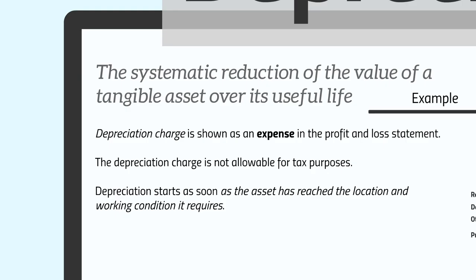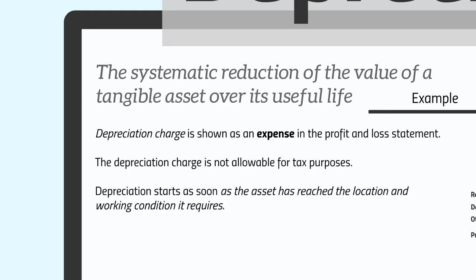And depreciation starts as soon as the asset has reached the location and working condition it requires. So more or less, as soon as the asset has been recognized and is initially measured in the books, then it's going to be depreciated, usually at the year end. Okay, so by now you may have figured out that this is going to have an impact on the subsequent measurement of an asset, because subsequent measurement, remember, we had, depending on the model, either the historic cost or the revalued amount, less accumulated or subsequent depreciation and impairment.